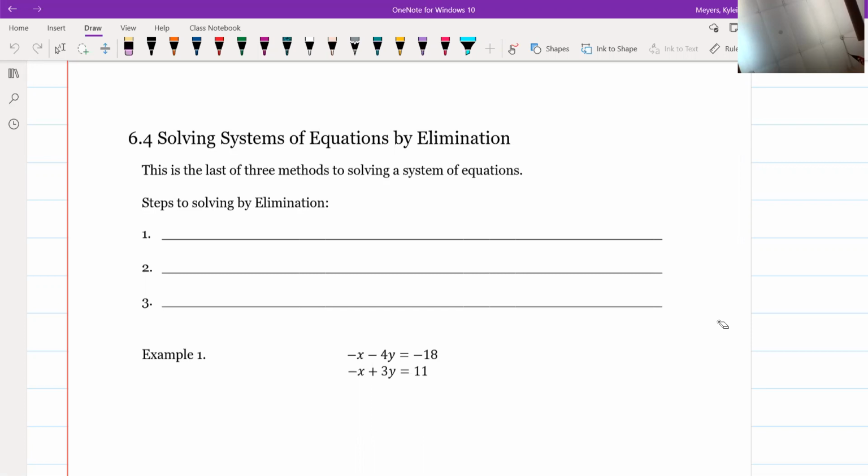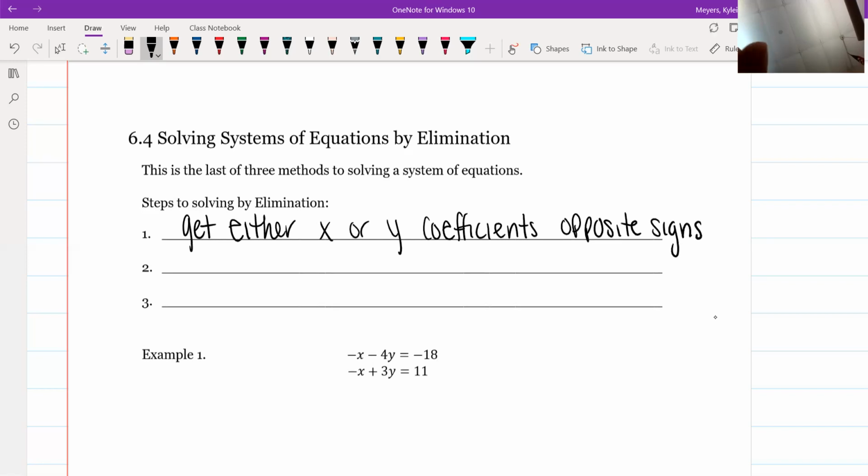So the first thing we need in order to solve using elimination is to get either your x or y coefficients to be opposite signs.